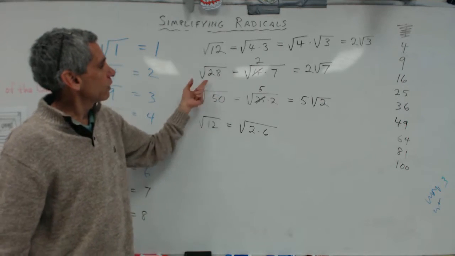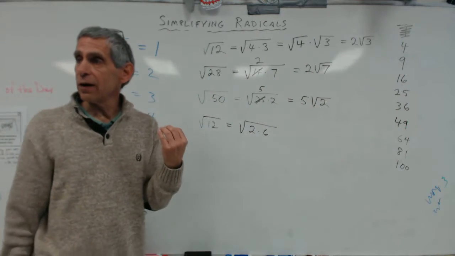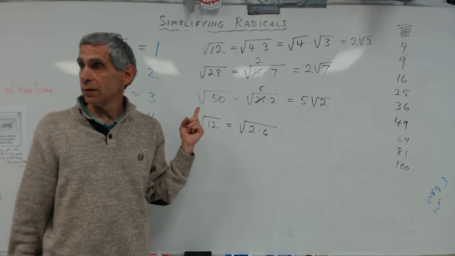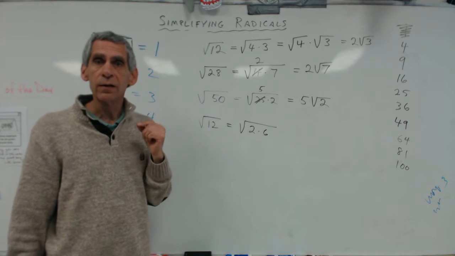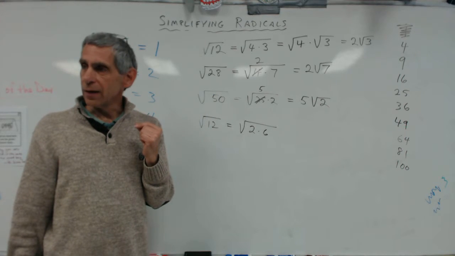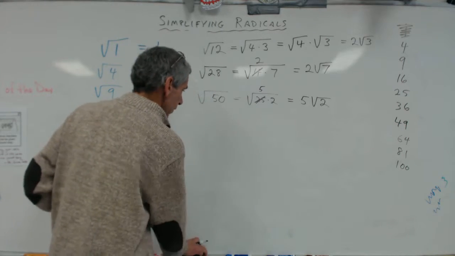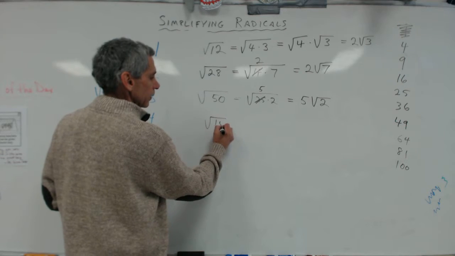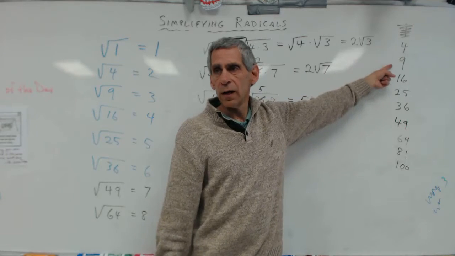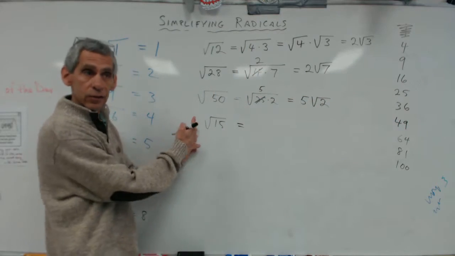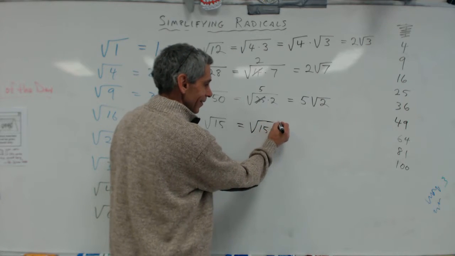But if you're going to use this method, it always has to start with a perfect square. If a perfect square does not go into a number other than 1, then you cannot simplify the expression. So, for example, the square root of 15, that's a good one. Which of these goes into 15? Does 4? 9? None. Therefore, the square root of 15 is simplified, it is the square root of 15. There's nothing you can do.